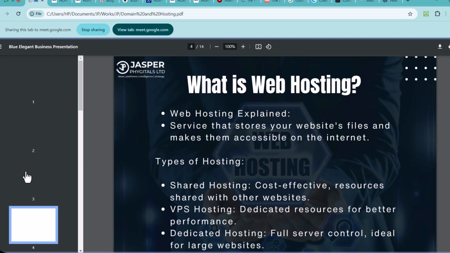But VPS, which is virtual private server, you are the only one on that kind of server. You have all the resources that you need to make use of. Then we have dedicated hosting. As they followed, that's how expensive they could be. Okay.